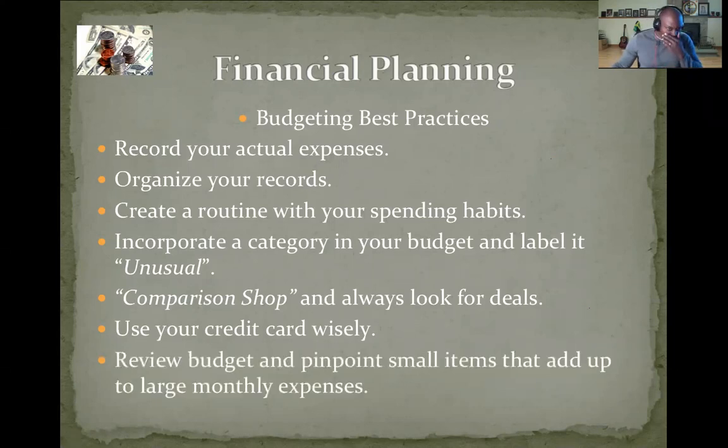So next thing here: review your budget and pinpoint small items that add up to large monthly or weekly expenses. So you might buy some candy. You might be a big candy person, and you keep buying bits and pieces of candy as you go along, and those small items add up, right? So you want to be mindful of that. This is where probably one of the apps would work, the apps that are linked to your card. Then at the end of the month, you can definitely see, oh, you know.